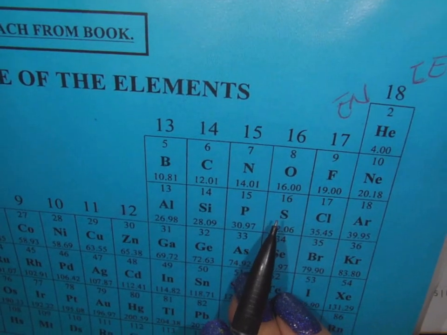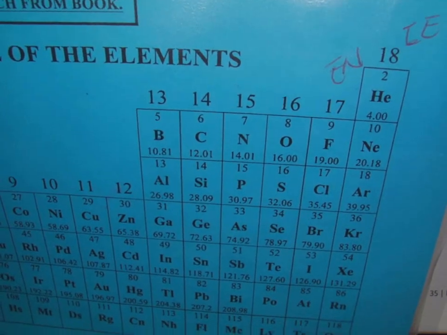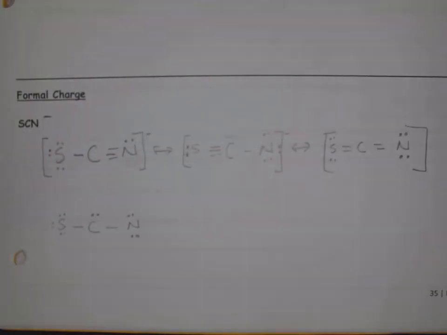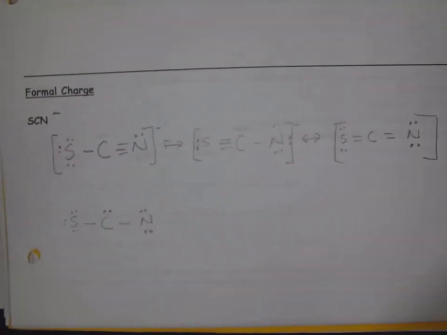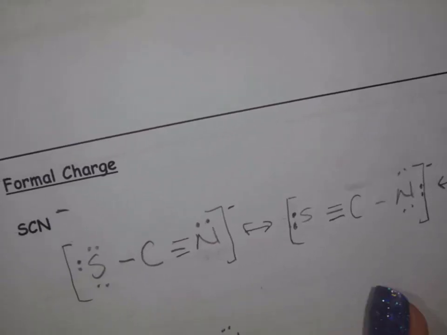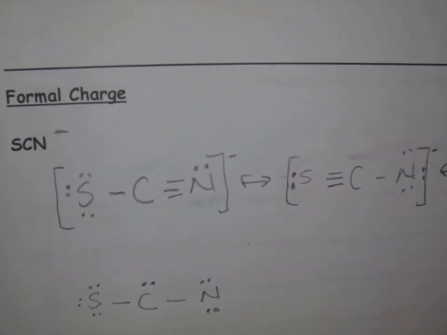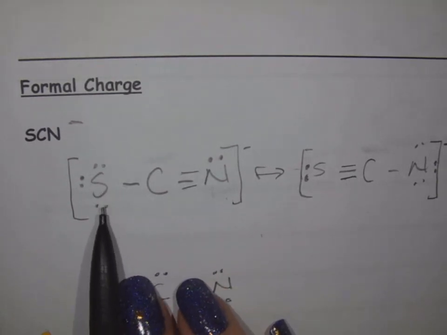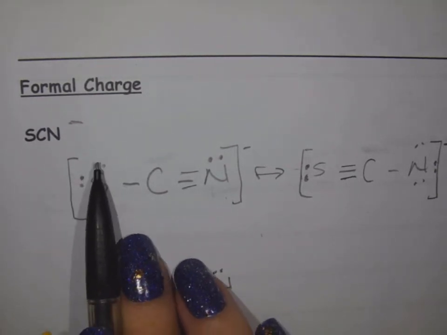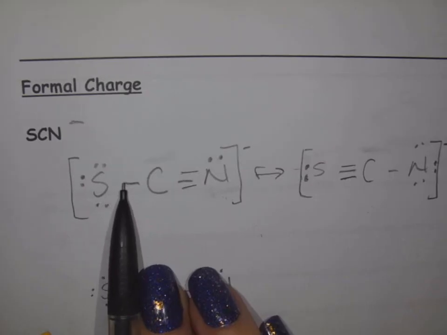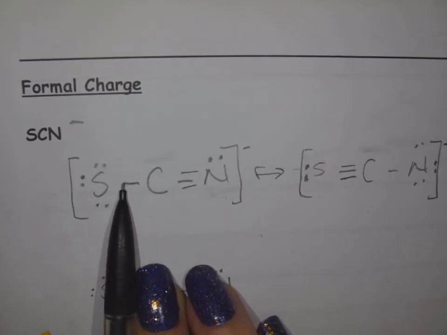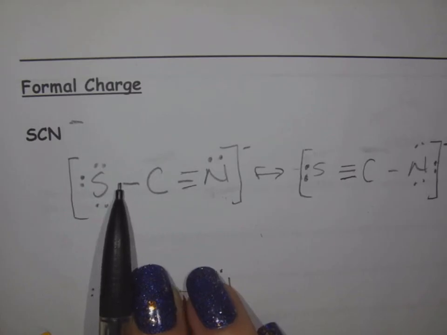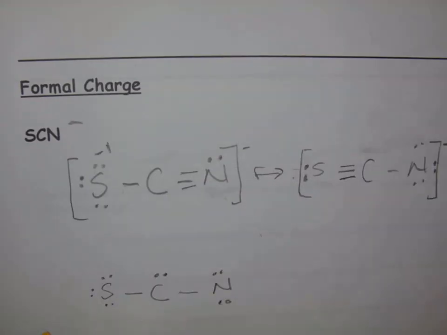Sulfur is in group 16, so it feels like it has 6 valence electrons. Okay? Sulfur has 6 valence electrons, but in this structure, right now, it is assigned 1, 2, 3, 4, 5, 6, 7. So that is one more than it would normally have. One more negative electron than it would normally have. So this has a formal charge of -1.